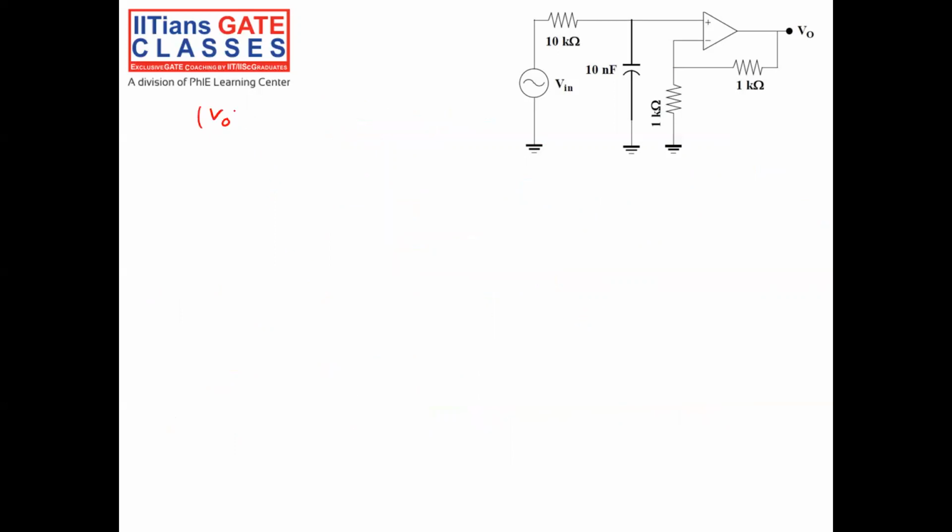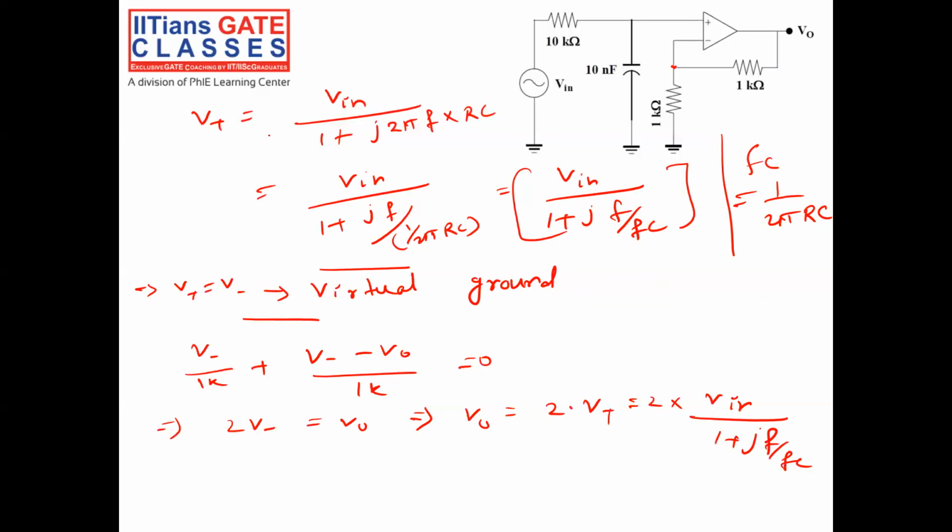V out magnitude is equal to 2 V in divided by root over of 1 plus (f by f0) whole square. Whenever there is a complex term, the magnitude of A plus jB is equal to root of A square plus B square. So this is the magnitude of the V out.